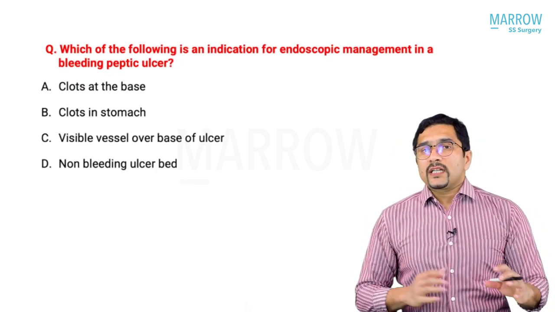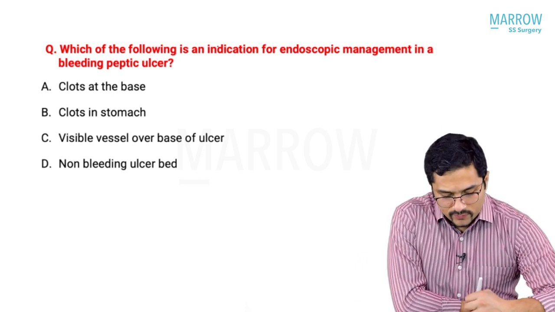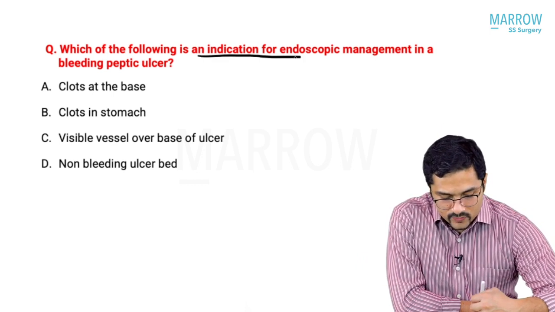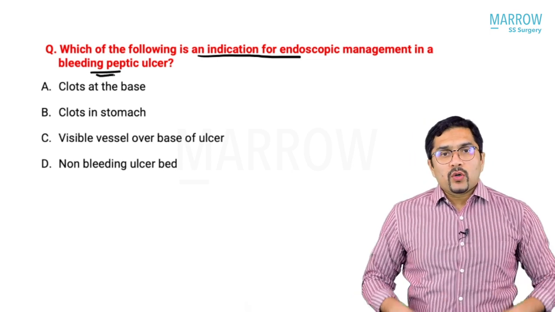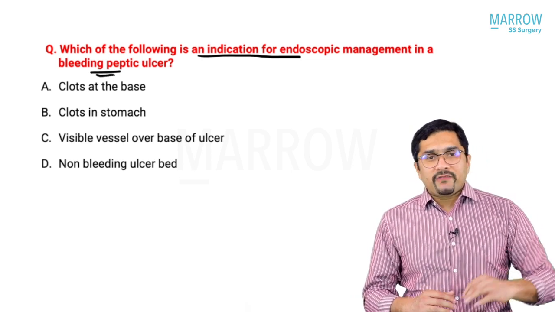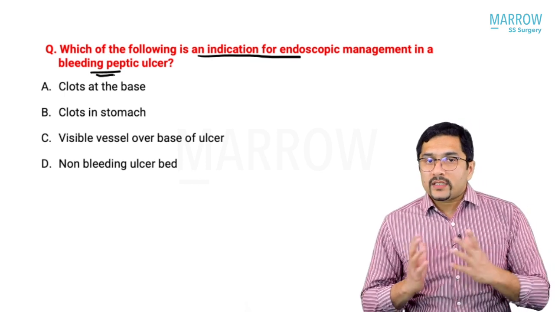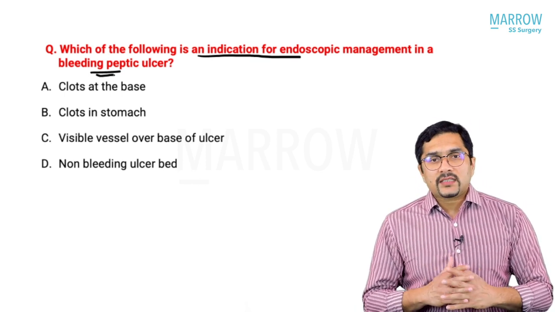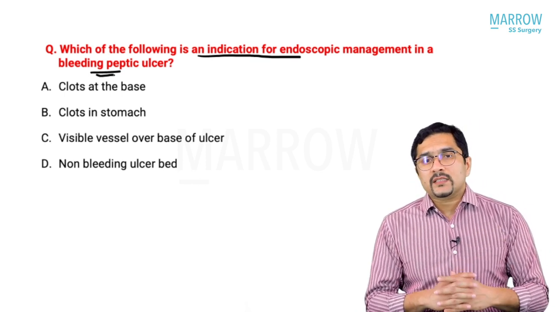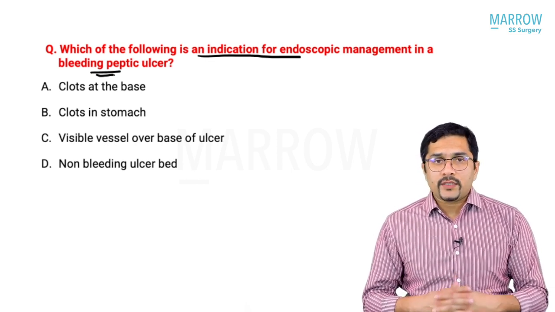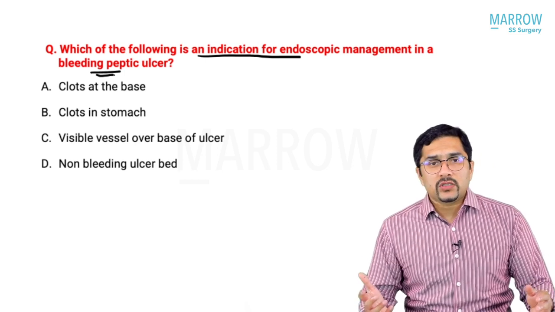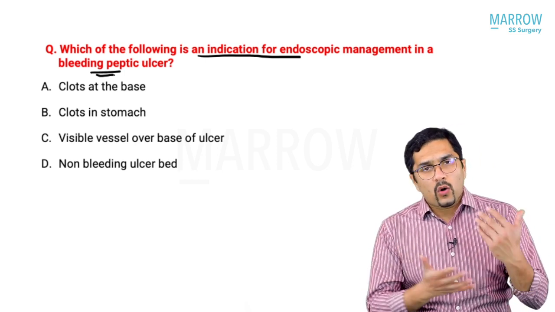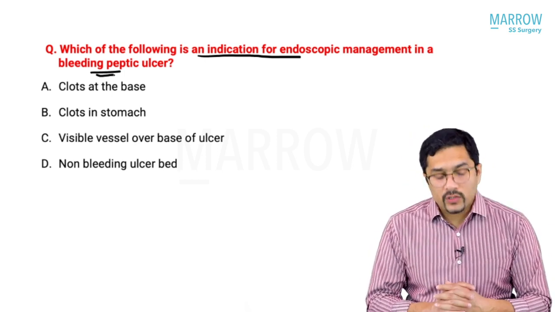Another question related to a score. This was, which of the following is an indication for endoscopic management in bleeding peptic ulcer? So again, upper GI hemorrhage, whether you talk about general surgery or GI surgery, there are at least 2 questions, 1 to 2 questions from upper GI hemorrhage. One might be related to variceal bleeding and one is usually related to non-variceal or the protocol in the management of these patients.